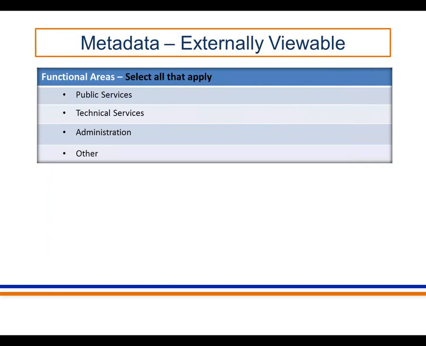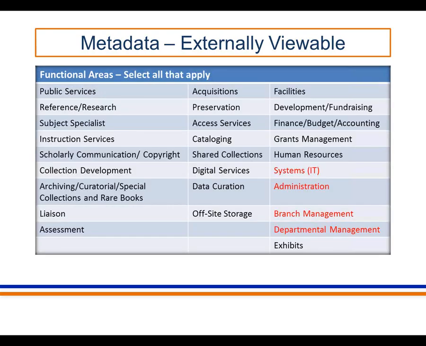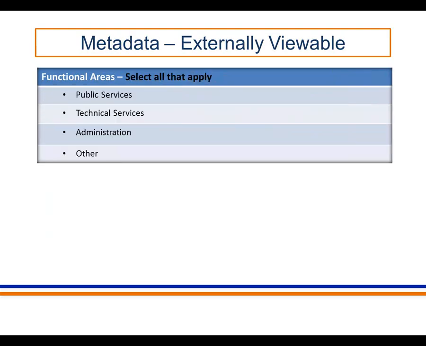Towards that, as a second possibility, we're interested in your feedback on whether we should just have really large functional areas: public services versus technical services versus administration and other. And then the question is, if they're that broad, are they actually useful in narrowing down the way in which we would search and try and find a position description we're interested in from other institutions? So, all of that being said, is there a consensus as to whether we need to go granular or whether these large mega categories of functional areas work?